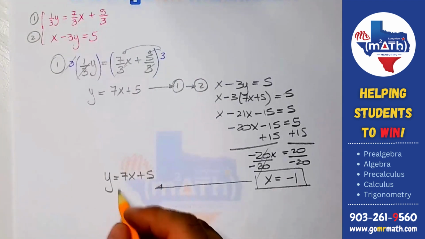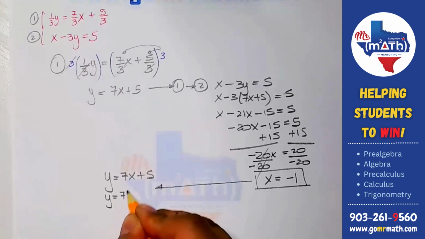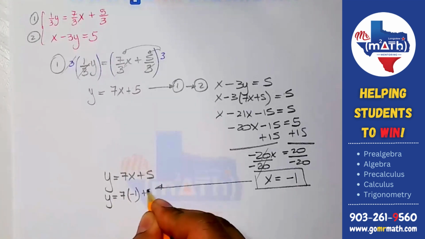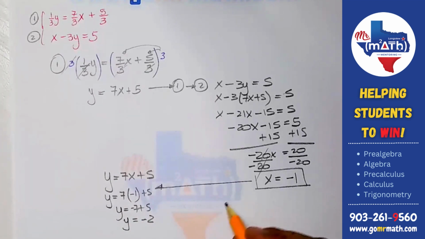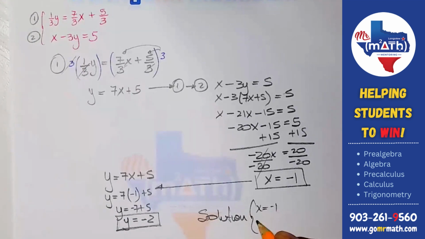We know that x is equal to negative 1. y is equal to 7 times negative 1 plus 5. y is equal to negative 7 plus 5. y should be equal to negative 2. Okay, so our solution for this system, I didn't forget this time: x equals negative 1, y equals negative 2. All right, that will be the fourth one. Okay, let's go to our next exercise.